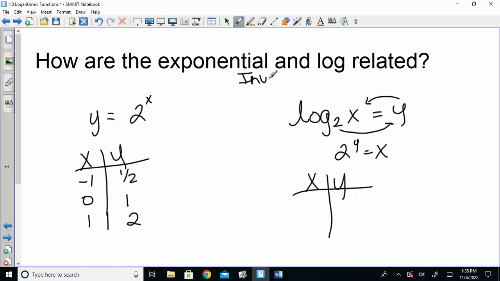When you go to graph this, you would plug in your -1, 0, and 1 for your y because it's the exponent. And then we get these for our x's. So all we're doing is flipping the x and the y. So let's try one and see what it actually looks like when we graph it.